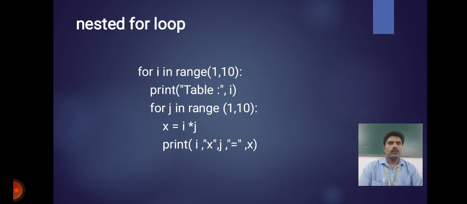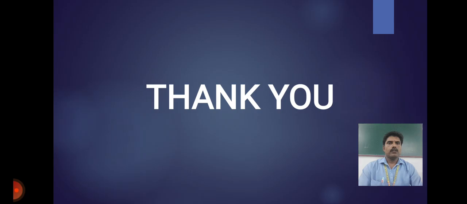In that we are going to add an inner loop, for j in range with the same values 1 to 10, for x equal to i into j. So i equal to 1 means 1 into 1 equal to 1, 1 into 2 equal to 2. Similarly, it will print the i into j value, stored as multiplication values. So it will run 1 into 1 equal to 1 up to 10 into 10 equal to 100. This is the nested for loop. These statements are used in Python very much for reusability of code. Thank you.